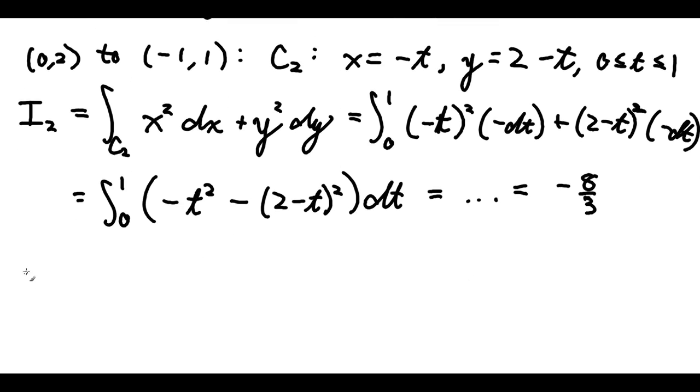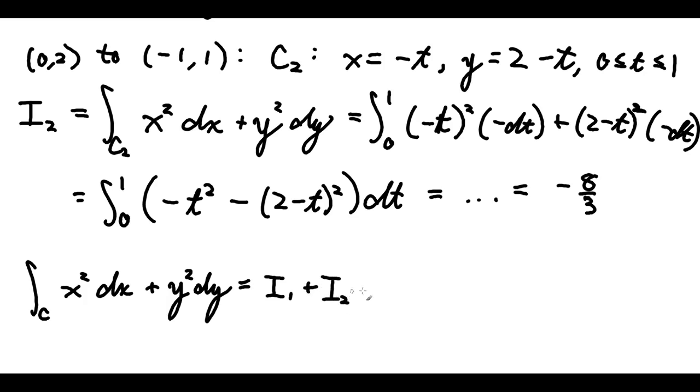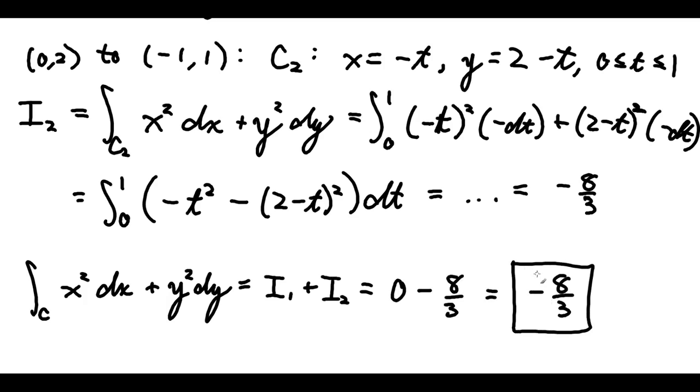So the total integral, the whole integral along C of x squared dx plus y squared dy, would be the first integral plus the second integral, because C is C1 plus C2, so the integral is I1 plus I2. You don't have to call these I1 and I2, I just did it as shorthand notation to give them names. I1 we found to be 0, I2 was negative 8/3, so we get a total of negative 8/3.